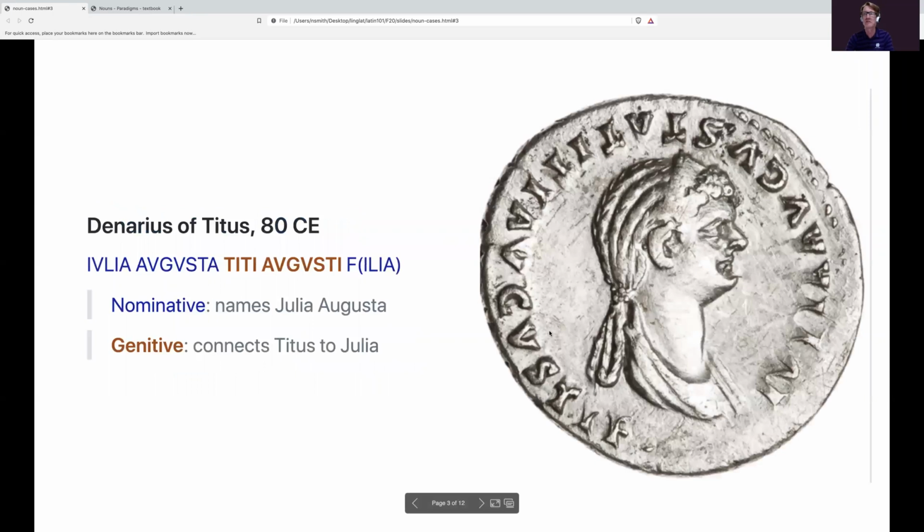Here's a coin from the year 80 of the Common Era. Julia Augusta is named here. She is who's depicted in this portrait, and she's called filia. She's in the nominative case. Julia Augusta, the noun filia is in the nominative case. Titi Augusti is in the genitive case. That noun is connected with Julia. Titus is connected to Julia, and so we could translate this as Julia, the daughter of Titus.